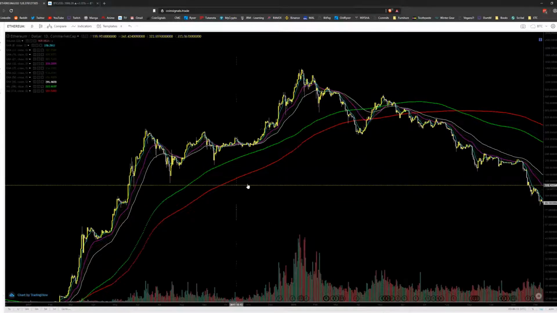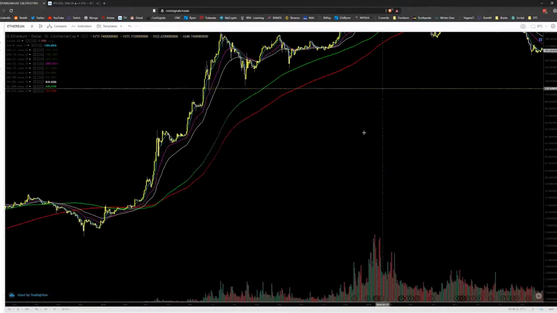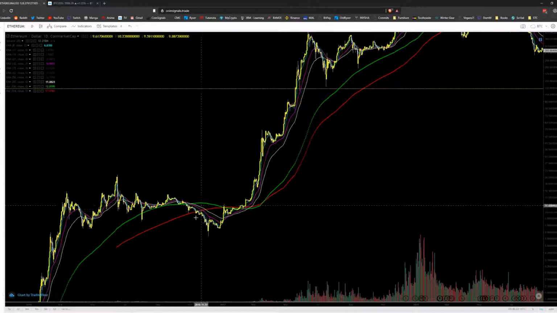Do keep in mind though, pi and the 200 are more important in trending markets. When they're kind of distributing, that's why these aren't as accurate, okay? These markets are kind of distributing, so they're not as accurate.